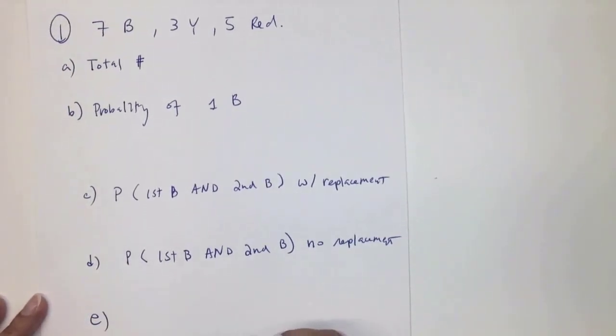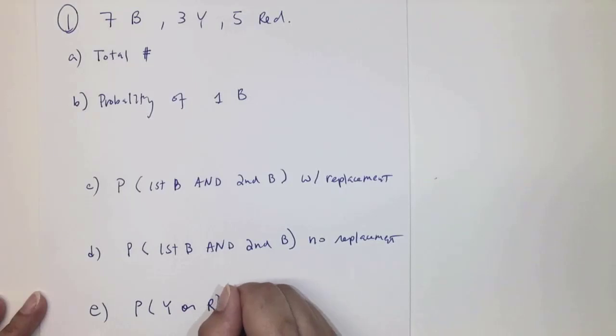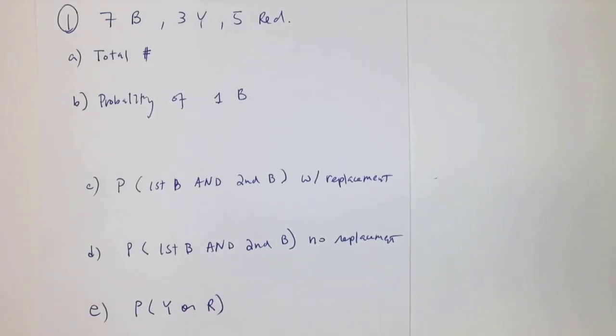We want to find the probability of either drawing a yellow or a red one. Okay? So I'm doing an exam review, so it will be similar, different numbers, maybe different colors, I don't know. But very similar questions you will see on the test, okay?